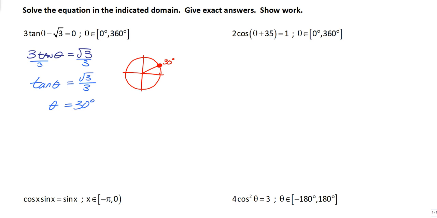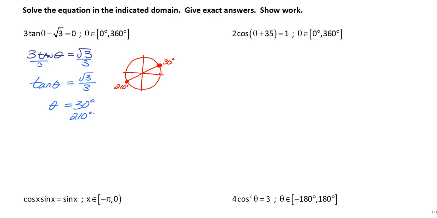So now you need to think of where else is tangent going to give you a positive square root of 3 over 3. Now you have to remember it's a 30-degree reference angle. And tangent is also positive in quadrant 3. So 30 degrees past 180 would give you 210 degrees. So theta is equal to 30 degrees and 210 degrees. So make sure you draw the circle because it will be very helpful to you.